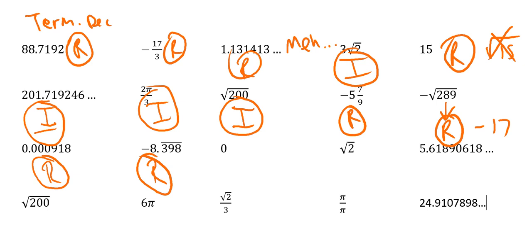Negative 8.398398398... The next number would be 3. Rational number.